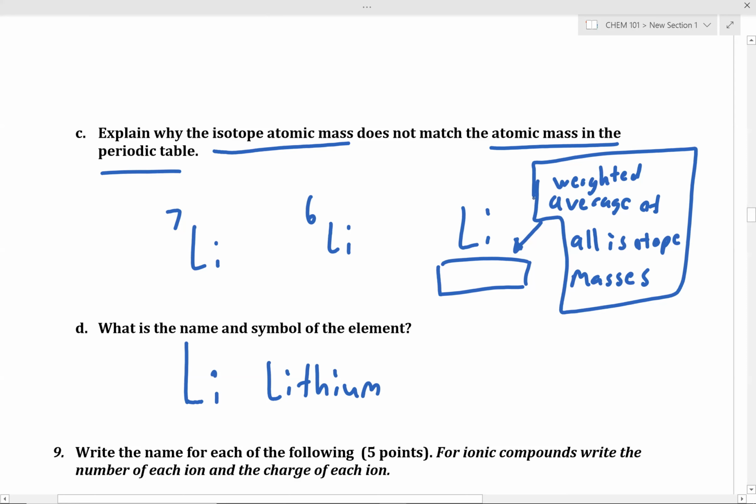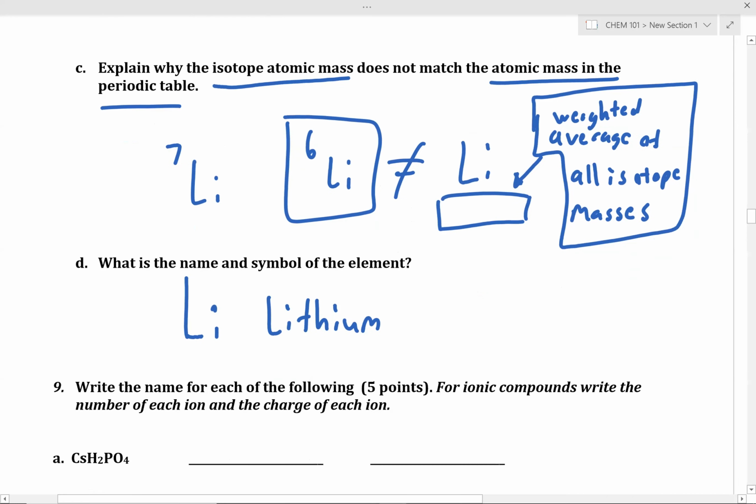So can we pick any element or does it have to be lithium? Sorry, what do you mean? So this is true for all elements where there's more than one isotope. The average atomic mass, since it's the average of the mass of all isotopes weighted by their abundance, by definition, the mass of an individual isotope will not match the average atomic mass. Does that make sense? Okay.